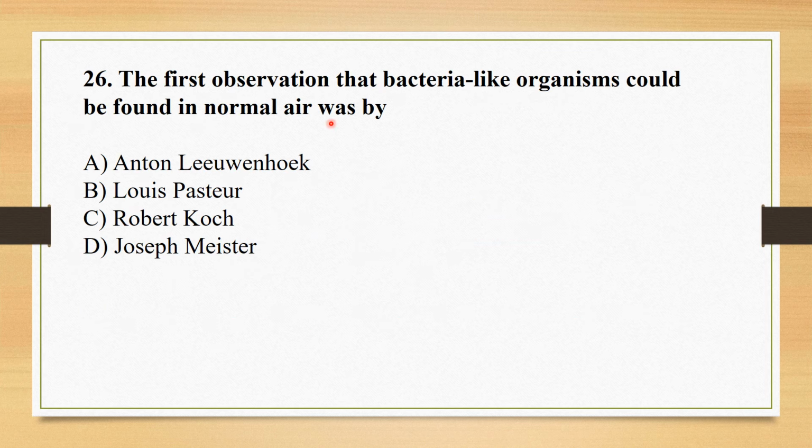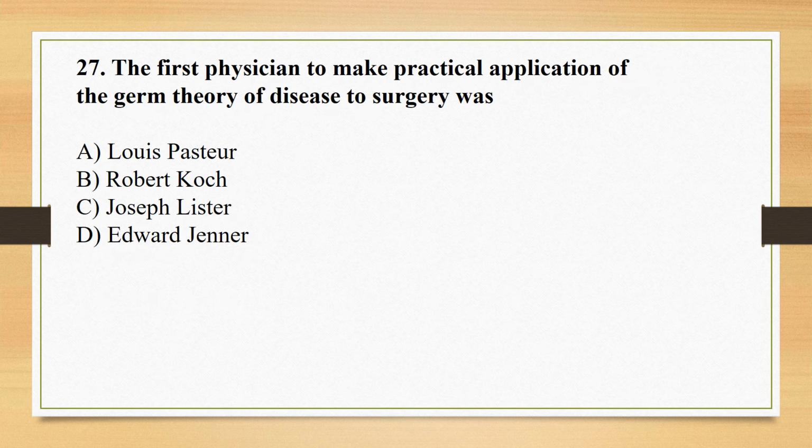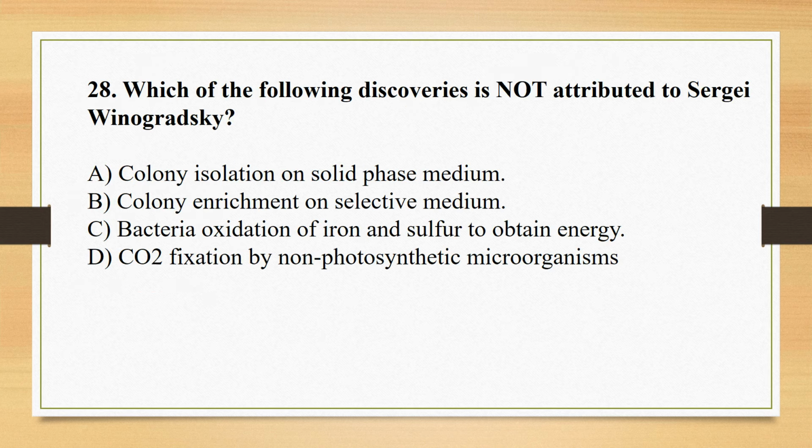The first observation that bacteria-like organisms could be found in normal air was by Louis Pasteur. The first physician to make practical application of the germ theory of disease to surgery was Joseph Lister. He gave the antiseptic process.